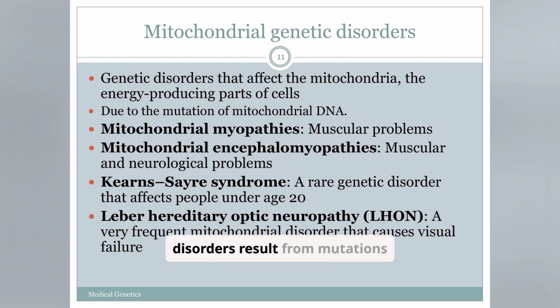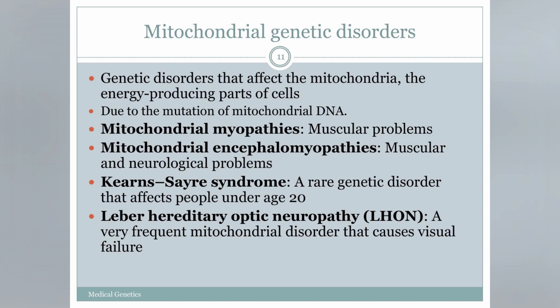Multifactorial disorders result from mutations in multiple genes, often in combination with environmental factors. Common examples include obesity and hypertension. Somatic cell genetic diseases like cancer arise from altered genetic material in somatic cells, which are non-reproductive cells.